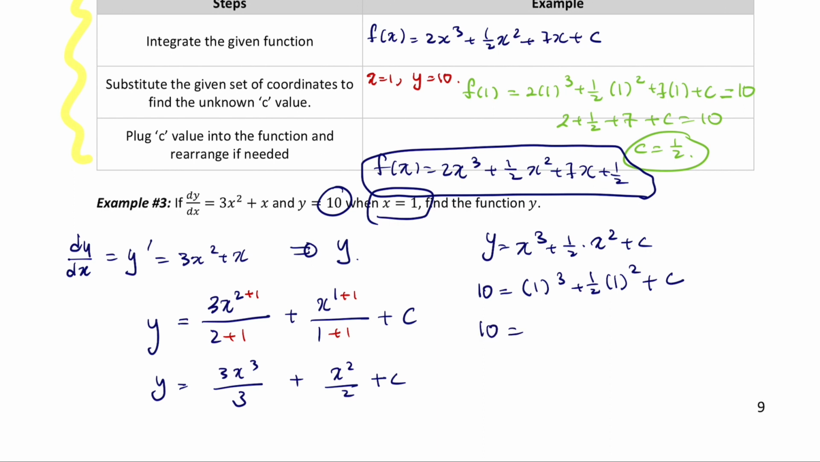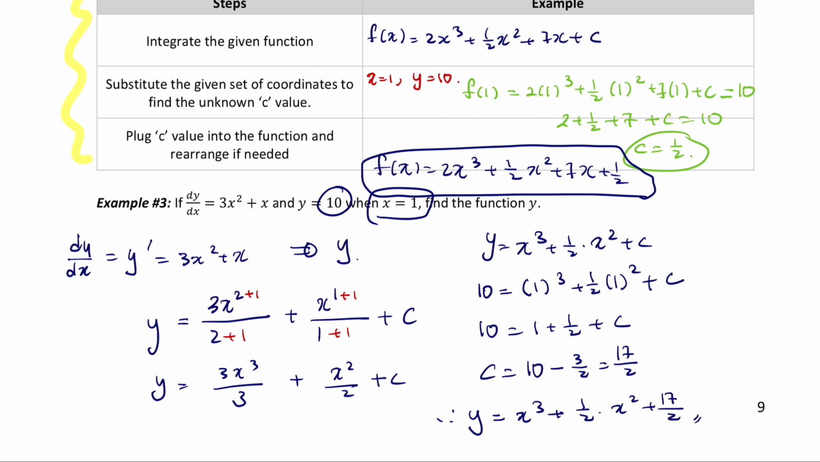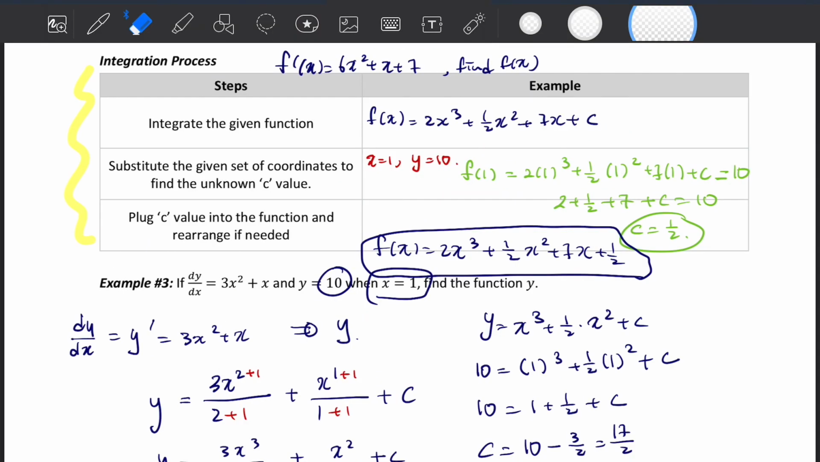Then we simplify this again, and the c value is equal to 10 minus 3 over 2, which equals 17 over 2. So we can say that our function y is x cubed plus 1 over 2 x squared plus 17 over 2. And that's how you integrate. Okay, now let's try another example.